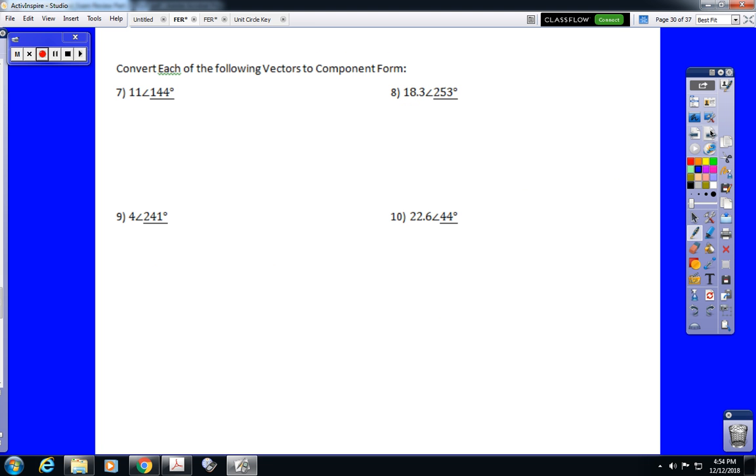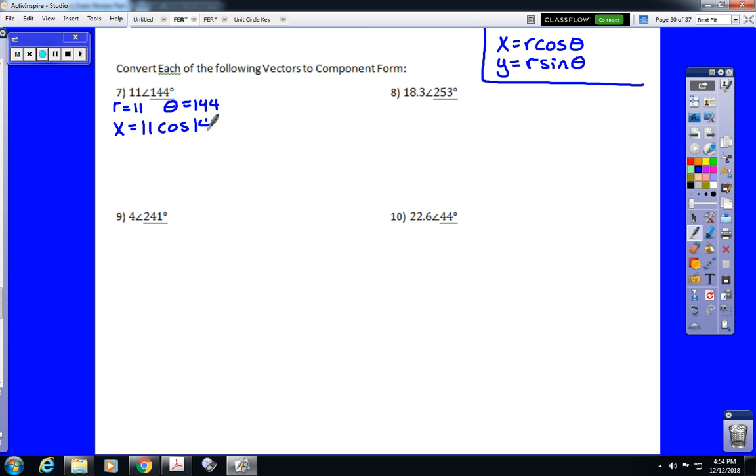The other half of this page converts the opposite direction. So we're starting with vectors in polar form, and we're converting them to component form. That is very similar. There are two equations that will be on your reference sheet. x is equal to r cosine theta, and y is equal to r sine theta. So r is 11, theta is 144. So x is 11 times the cosine of 144, and we're feeding the calculator. That is -8.90 when we round to the nearest hundredth, which is fully acceptable.